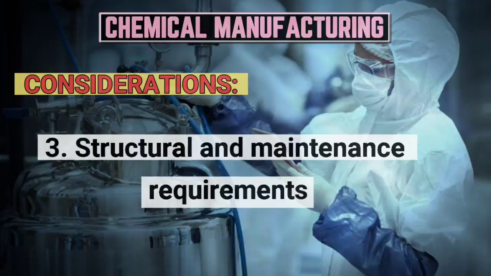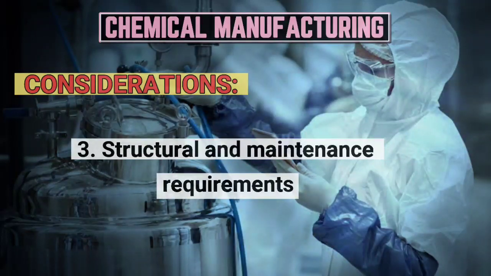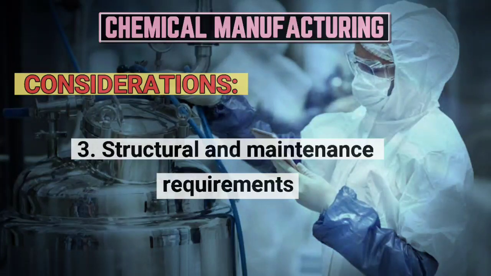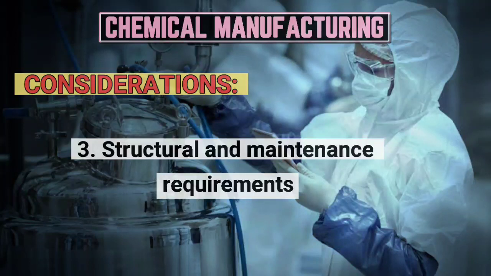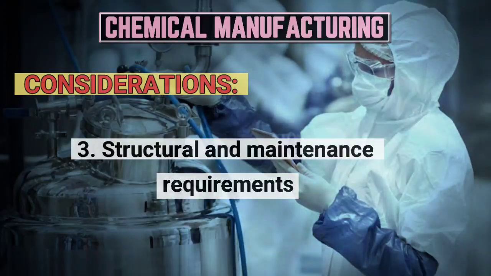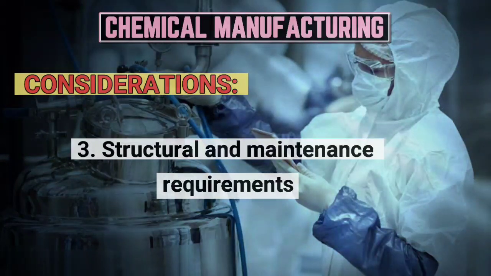And you also have to consider the structural and maintenance requirements. How are you going to design your industrial chemical plant in such a way that it could allow for more expansion? And how are you going to maintain the assemblages? We've talked about the assemblages of the industrial chemical plant, which has to do with the reactors, the dryers, the grinders, and the rest. So you have to look at the structural and maintenance requirements.